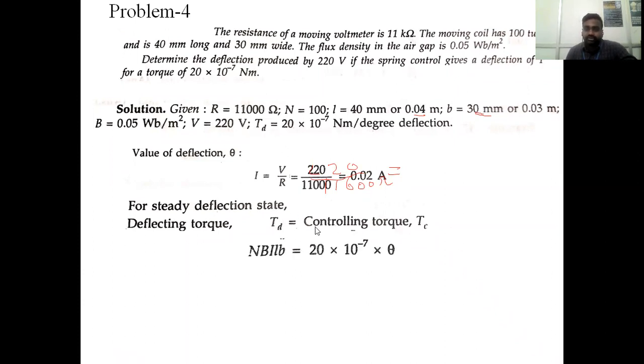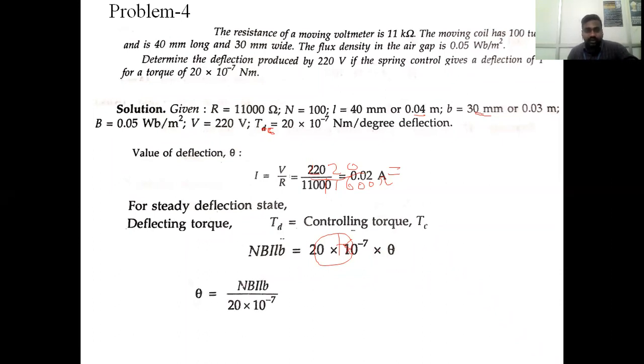So what will happen? What is the formula for deflection torque? That is number of turns n into capital B into current into length into breadth of the former, that is equal to T suffix C, the controlling torque, that is K into theta. K is nothing but the spring constant. This is not T suffix D, sorry, this is T suffix C. So after exercising the thing, what is the value of theta here?